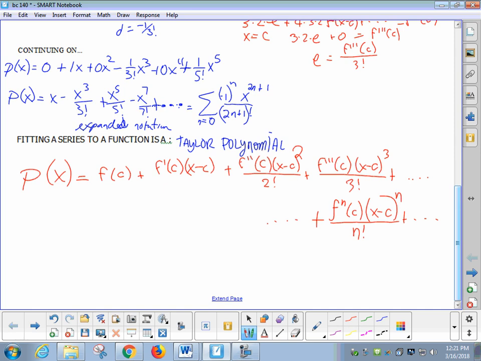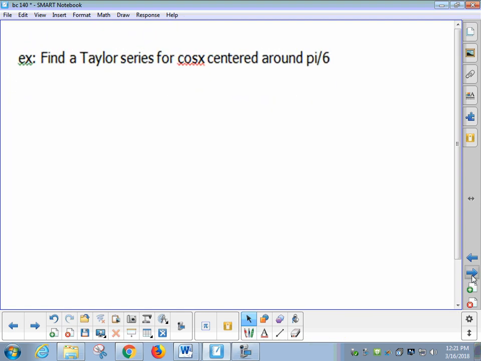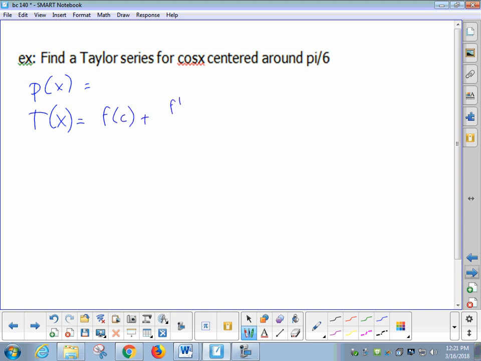Now, let's do an example or two or 3 or 4. Ready? Okay, here we go. Imagine that I wanted to fit cosine, but instead of fitting it around 0, I wanted to fit it around pi over 6. The Taylor polynomial, I could call it p of x, some call it t of x. I don't care which one you call it, but it is f at c plus f prime at c, x minus c over 1 factorial, most people don't bother writing that, plus f double prime at c, x minus c squared over 2 factorial, and so on, right?